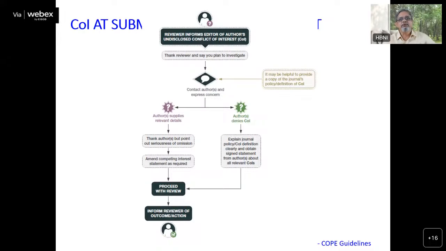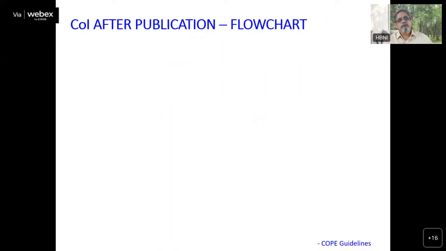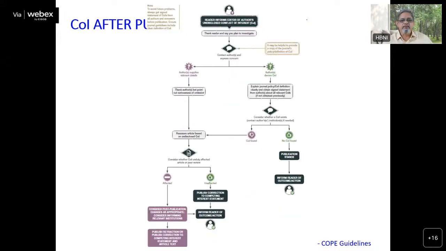So this is at the submission stage. Now, if a conflict of interest is discovered after the publication, what should be done? Here again, some reader informs the editor that the author has an undeclared conflict of interest. Then the editor again contacts the author, and again there are two cases. The author replies and supplies the relevant details, or the author replies and denies that there is any conflict of interest. Again, it is the same thing.